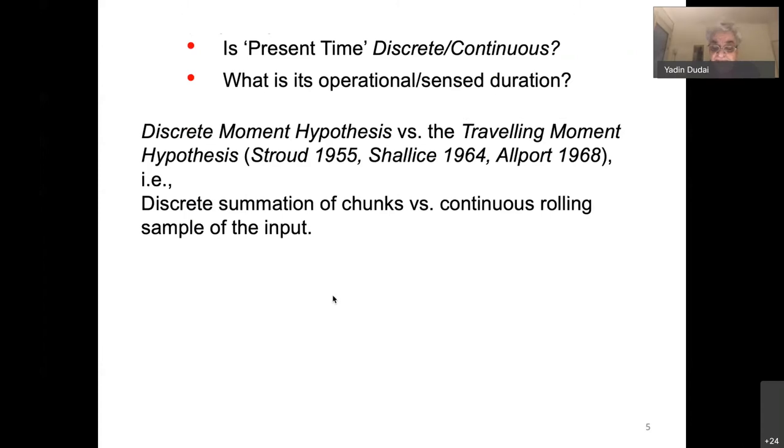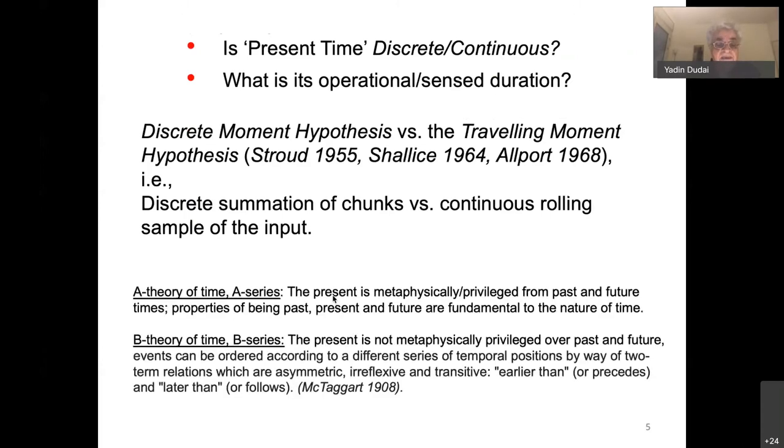And second, it's probably familiar to all of you because Cronoi is dealing with time. The two classical theories of time, the general theories, they have many variants. The A theory of time, or the A series, says that the present is privileged from the past and future, and properties of being past, present, and future are fundamental to the nature of time.